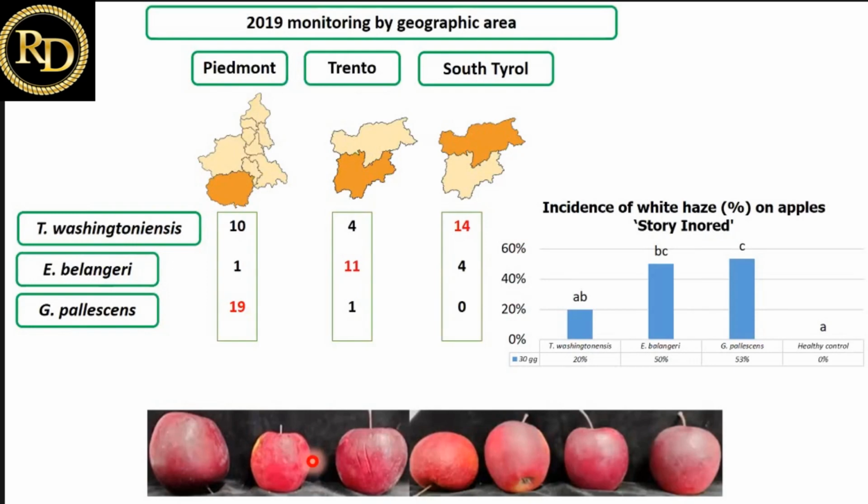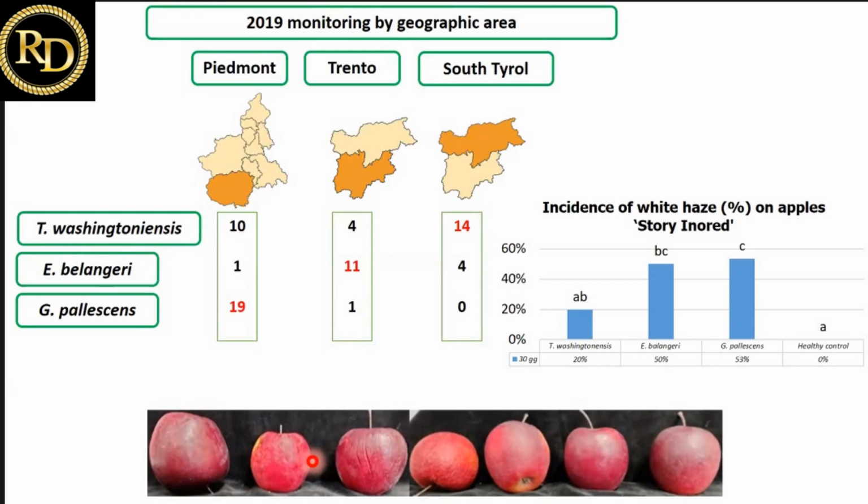We performed the monitoring in 3 regions of Italy. I know Italy compared to China is very small, but we have different regions where apple is cultivated. And what we found is that in every region there was a prevalent species. Okay, so with this white haze, we stopped without understanding very well how the fungus is arriving on the fruit. And that was our main question.